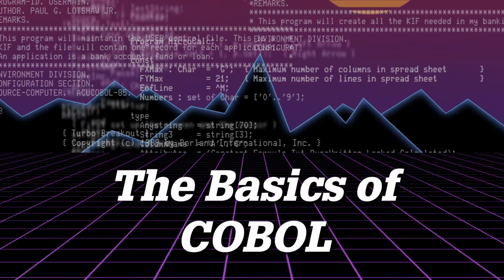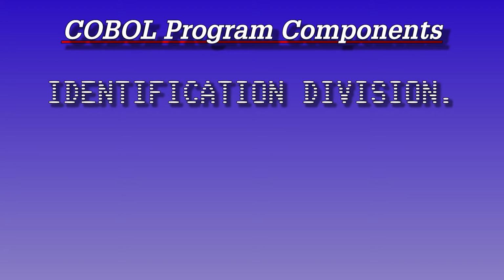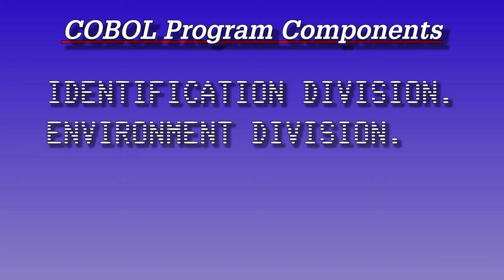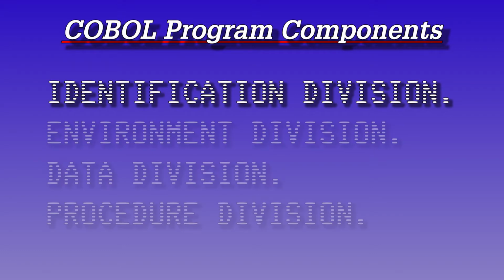Before we begin, let's take a brief look at the basic structure of a COBOL program. A COBOL program has 4 parts, referred to as divisions. They are Identification Division, Environment Division, Data Division, and Procedure Division. The Identification Division identifies what the program is and who wrote it.